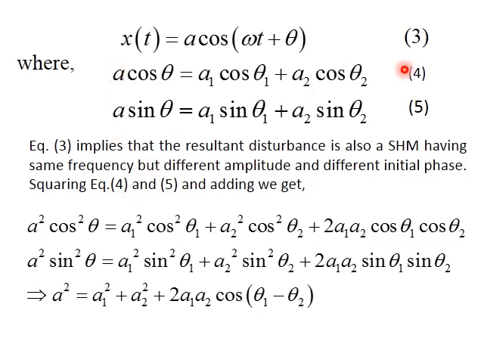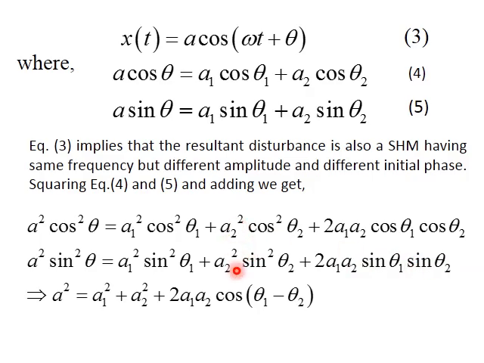For that, we will square 4 and 5 and then add them. If I square 4, I'll have A² cos²θ = (A1 cos θ1 + A2 cos θ2)², which gives A1² cos²θ1 + A2² cos²θ2 + 2A1A2 cos θ1 cos θ2. Similarly, if I square 5, that gives A² sin²θ = A1² sin²θ1 + A2² sin²θ2 + 2A1A2 sin θ1 sin θ2.